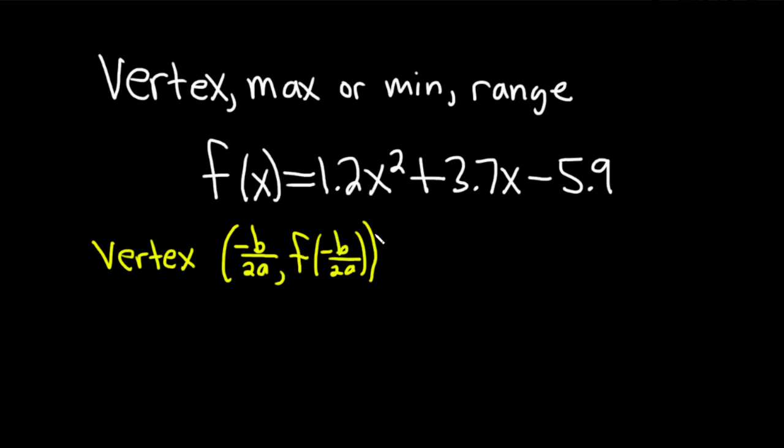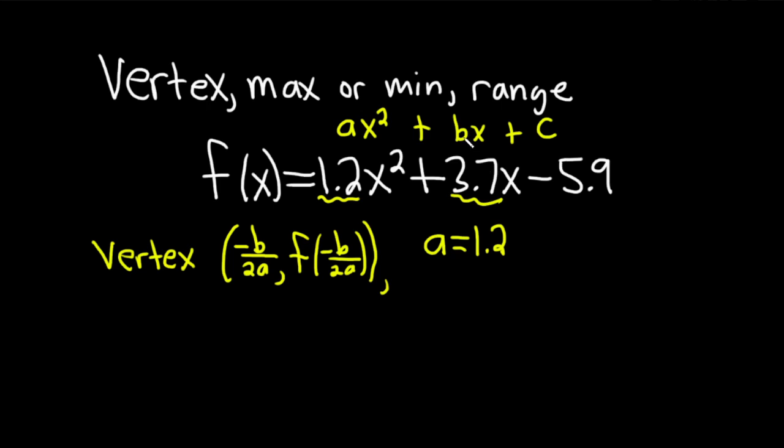And you might wonder, what are the a and b? Well, this formula works if you have a general quadratic like this: ax squared plus bx plus c. Notice you don't really use the c in the formula. So in this problem, to use this formula, we first have to compute negative b over 2a. So we just have to identify our a and b. This is our a, and this is our b. So a is equal to 1.2. Then using matching, b is equal to 3.7.